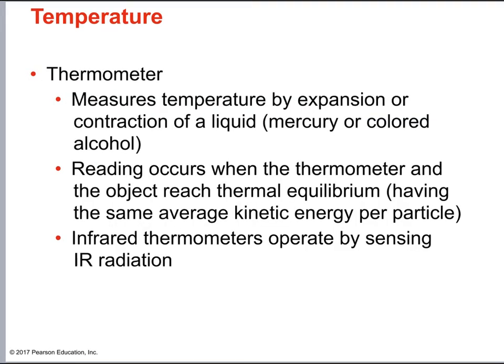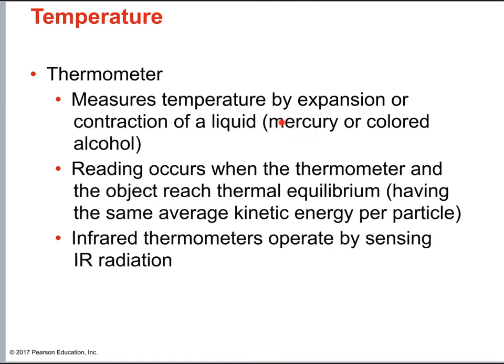Now, thermometers are what are used to measure temperature. Basically, a thermometer works by having some property that you can measure that changes with temperature. And so you measure how that property changes, and you can calibrate it to read different temperatures. The most common type of thermometer is one that uses expansion or contraction of a liquid. And usually the liquid in the thermometer is mercury.